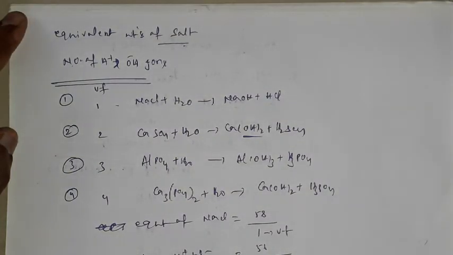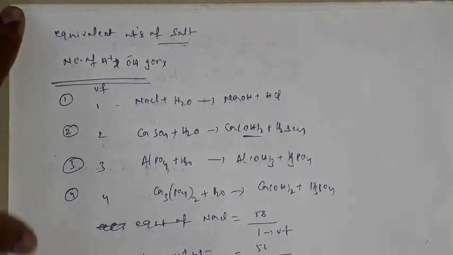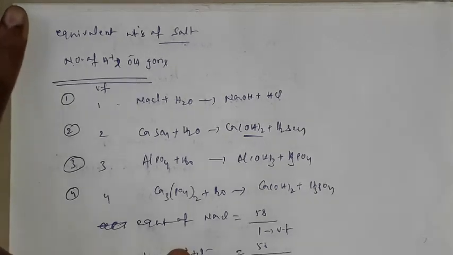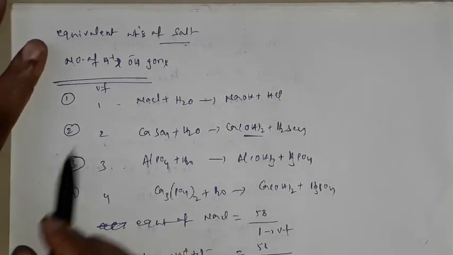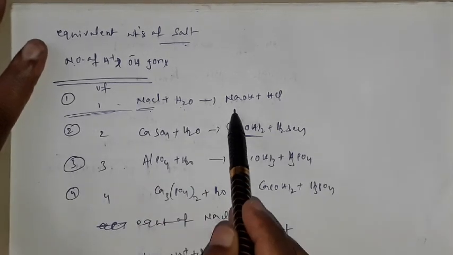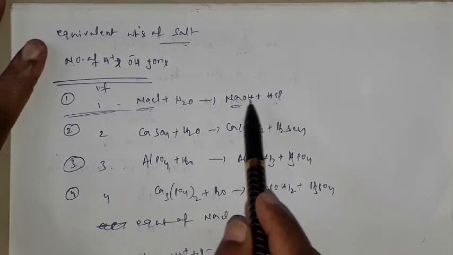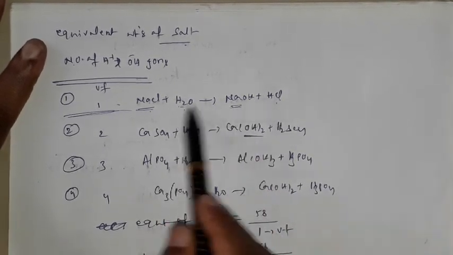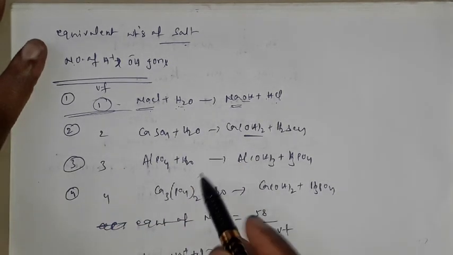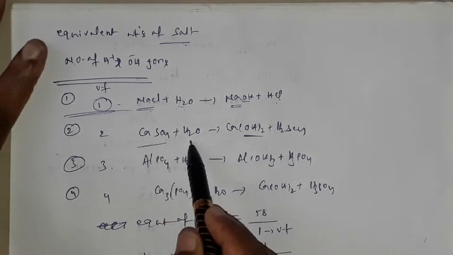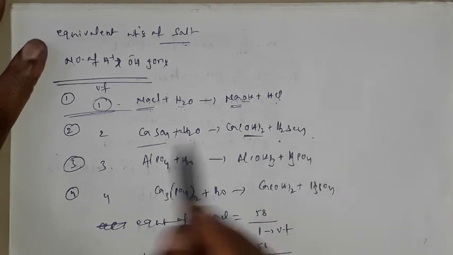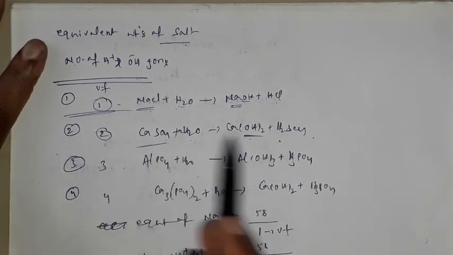Next topic, salts: equivalent weights of salts. In this case, the number of OH minus ions and H plus ions involved is considered. See here, the valency factor of NaCl: it reacts with H2O to give NaOH plus HCl. Now in this case, how many H plus ions are involved? 1. Then OH minus involved is 1. So the valency factor is 1. Same for CaSO4 plus H2O: according to balancing you get Ca(OH)2 and H2SO4. So in this case 2 H plus ions are involved.